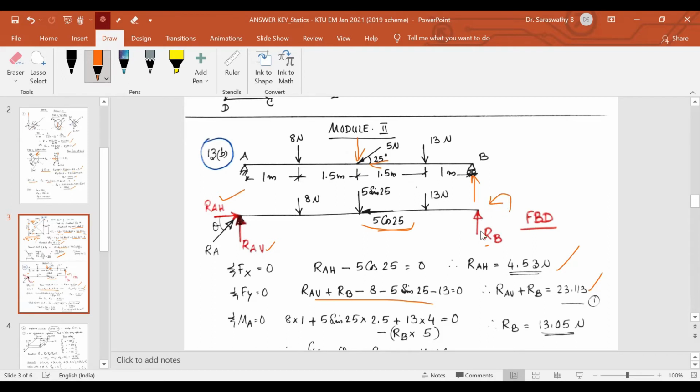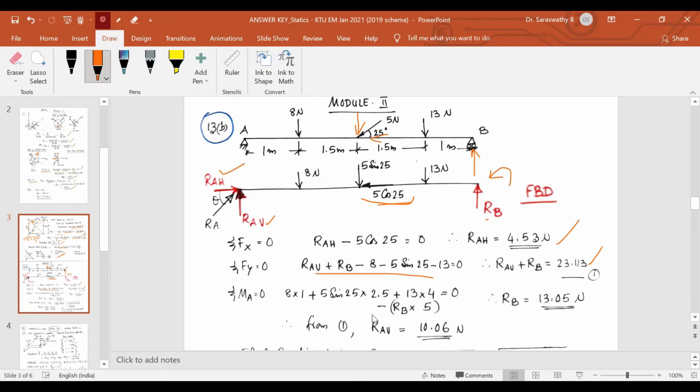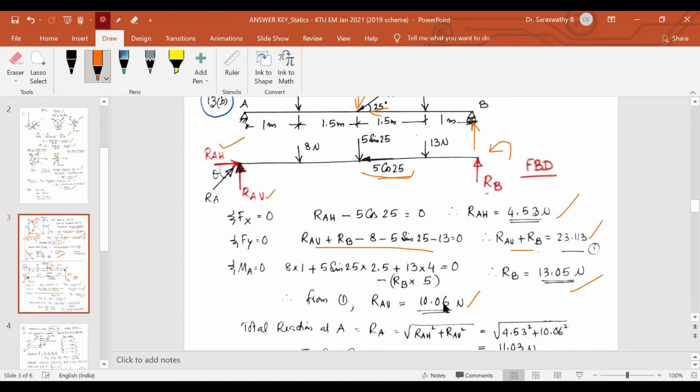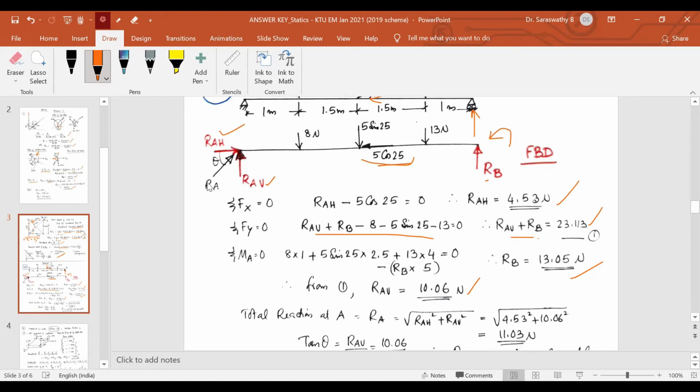If you rotate this force about this point, it will produce an anti-clockwise moment. So from that, in this equation the only unknown is RB, so you get RB. Substitute this RB here, we can get RAV. So now we have the value of RAV and RAH, these two reactions at this point. RAV as well as RAH are known to us. Hence, we can find the total reaction.